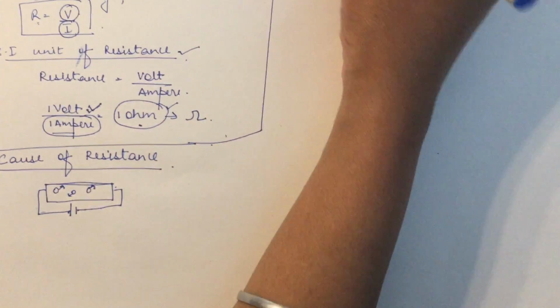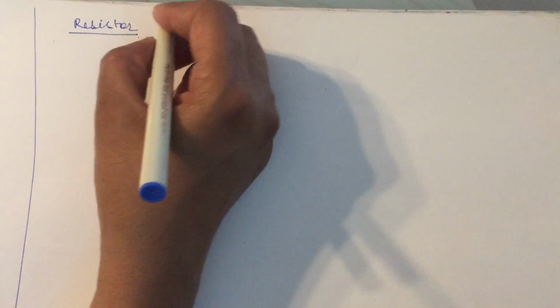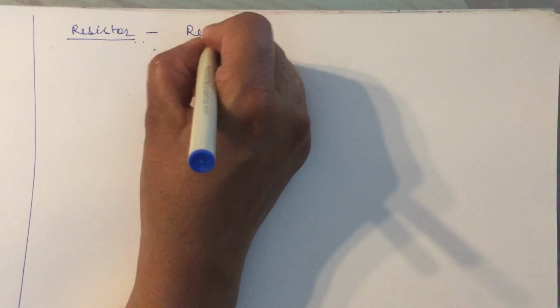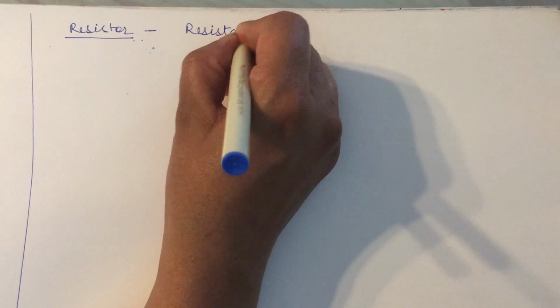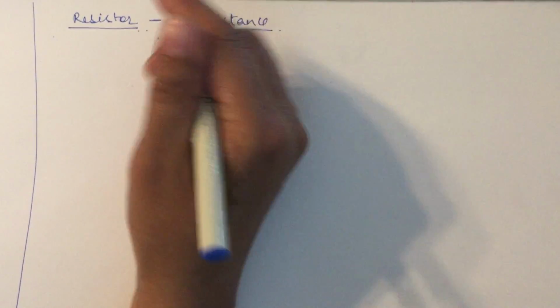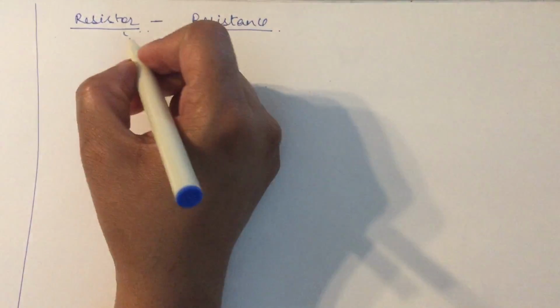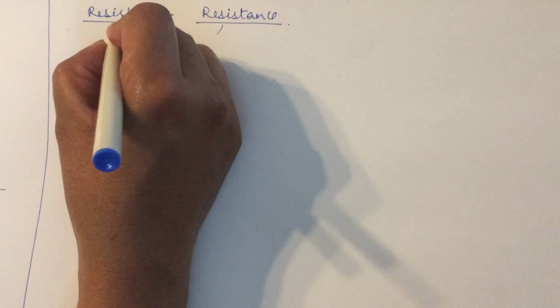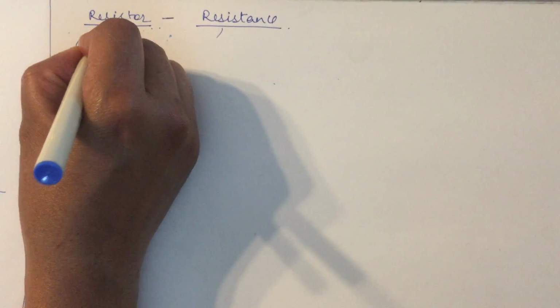Now, talking about a term called resistor. First, we have to understand the difference between the resistor and the resistance. Sometimes we tend to get confused between these two terms. They are actually different terms. Resistor is actually a conductor.